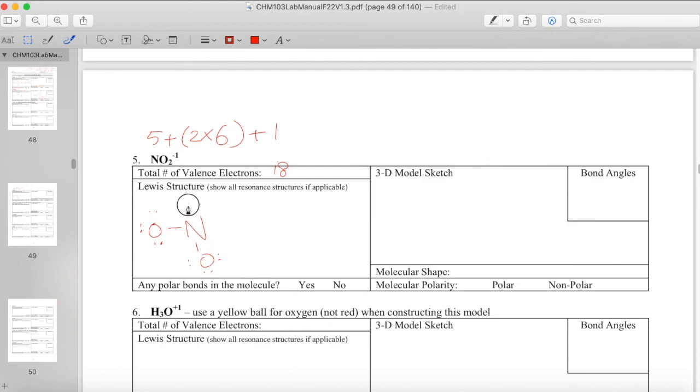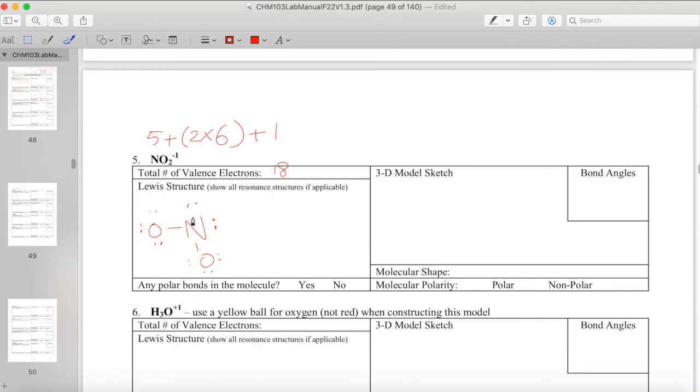2, 4, 6, 8. All right, there we go. So we now have 8 electrons around our nitrogen. But let's add up the total number of electrons shown in this whole diagram and make sure we've done this correctly. 2, 4, 6, 8, 10, 12, 14, 16, 18, 20. Ooh, we've got 20 electrons. That's not 18. So we've got 2 electrons too many, which means we need to form a double bond here somewhere.